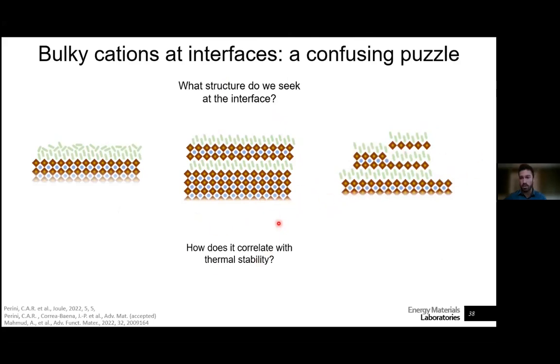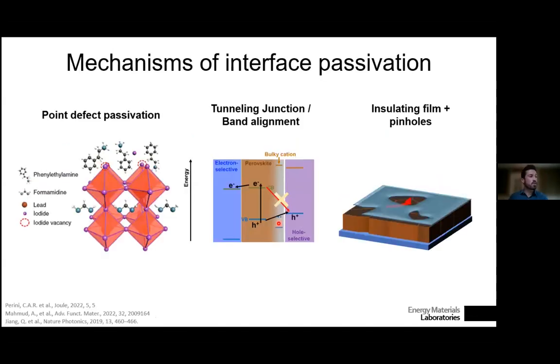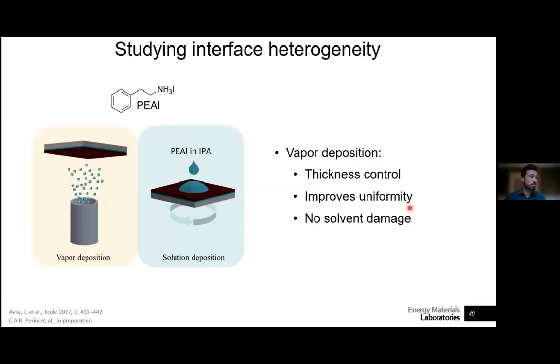But how does this also correlate with the thermal stability that we see in the layers? These variations also correlate with what we are expecting these materials and these interfaces to do. If we are expecting only passivation of point defects, well, a bulky cation layer might be what we want, without reconstruction. If we want a tunneling junction, we want really good control of this interface, but we don't want to make it too thick, to prevent charge carrier extraction. And if we have thicker layers, we might want heterogeneity spatially to prevent issues with the charge carrier extraction.